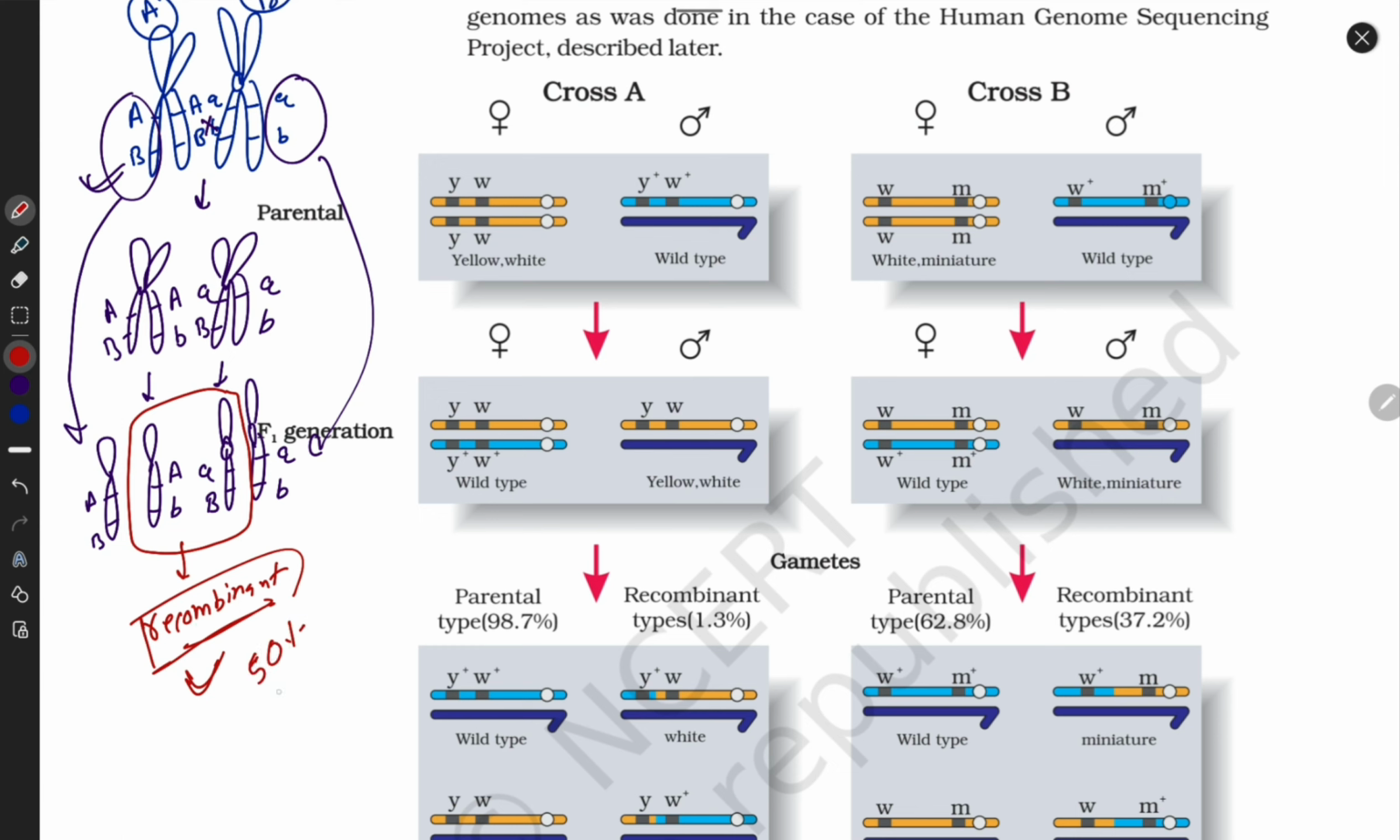I think you are clear with linkage and you are clear with recombinant. Only 50% recombination is there. Why? Because they do not take part in linkage and crossing over, nothing. So only 50% of gametes will undergo recombination.